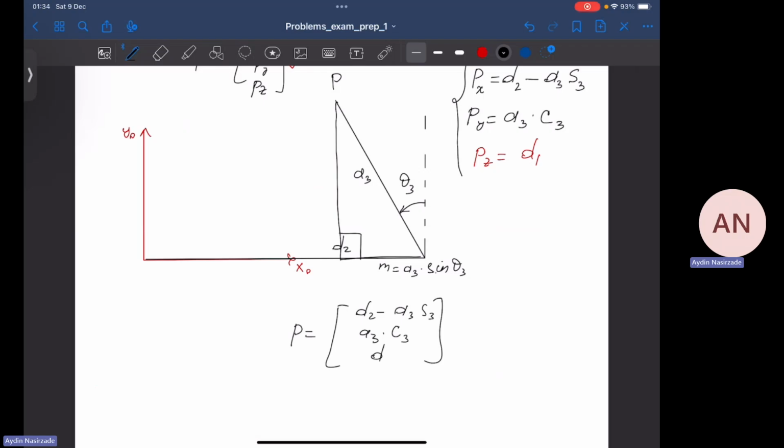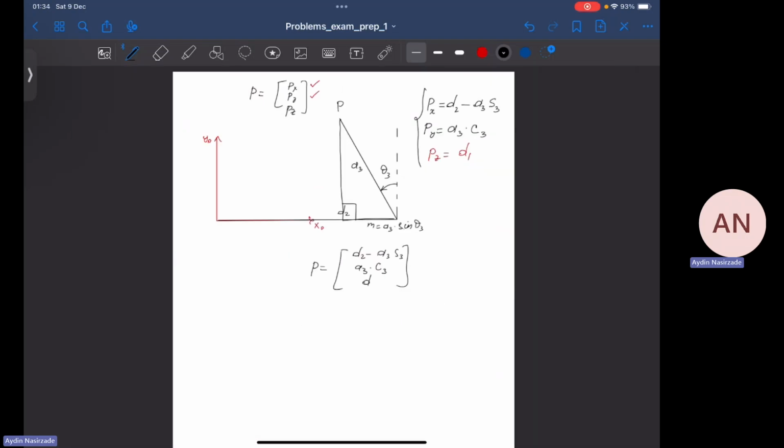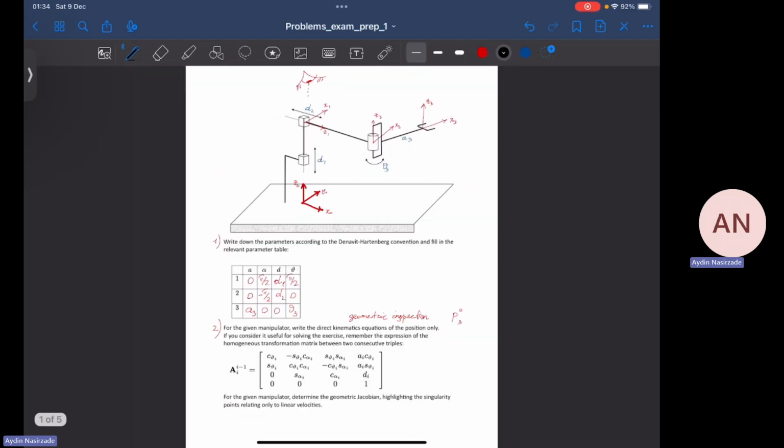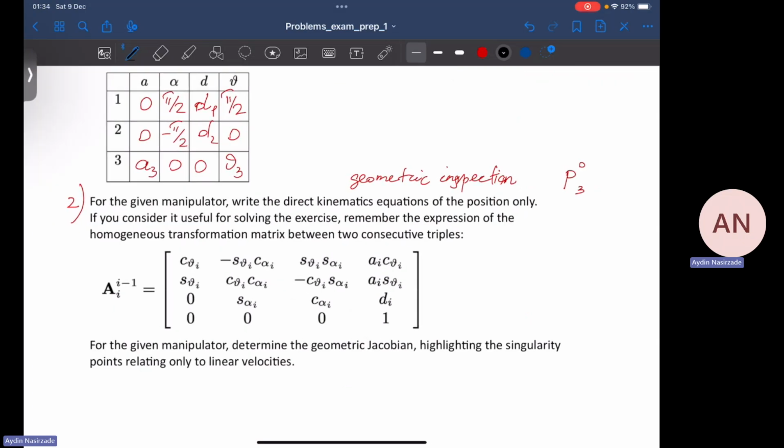Nothing else. So it's all about geometric inspection. Nothing else but geometric inspection. But if you hesitate, if you have some doubt on solving this problem, you can use, let's say, a conventional method or systematic method to find the joint variable. Sorry, to find the position vector.